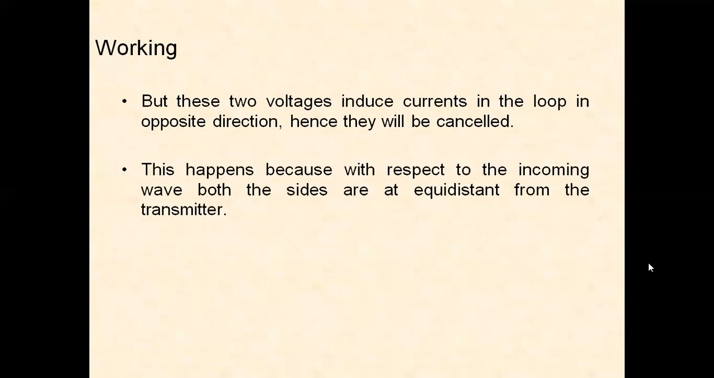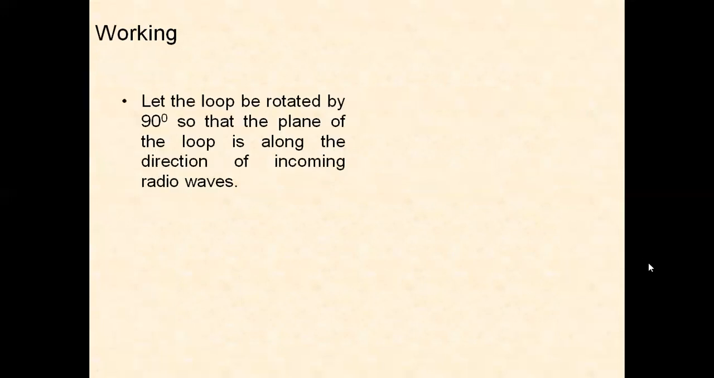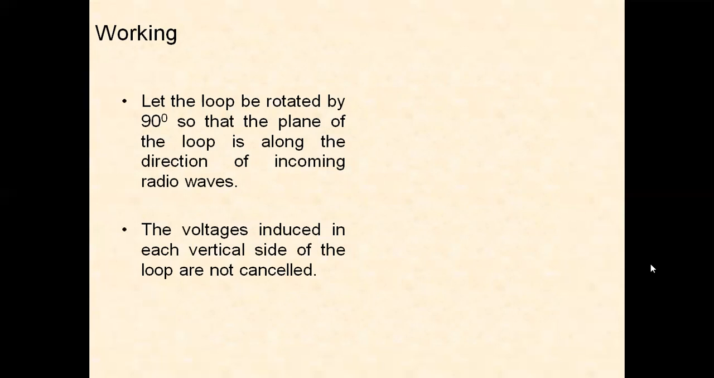This happens because, with respect to the incoming wave, both sides are at equal distance from the transmitter. Let the loop be rotated by 90 degrees so that the plane of the loop is along the direction of incoming radio waves. The voltages induced in each vertical side of the loop are not cancelled out. The vertical sides are in phase, but along the direction of the incoming waves there is a 90 degree phase shift, so along the line the waves are cancelled out.